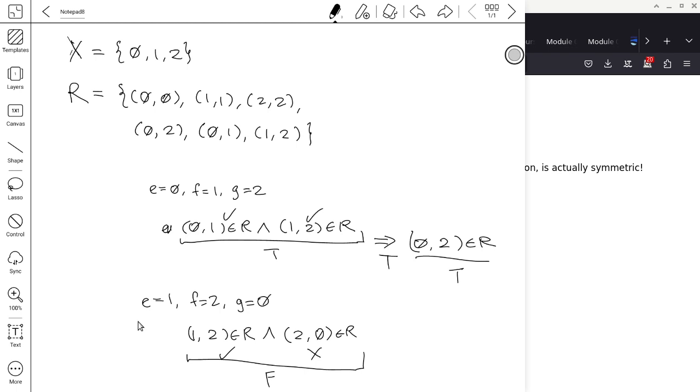It is anti-symmetric. Now, if the question is, is it symmetric? Then the answer is no, it is not symmetric. Because in order for this to be symmetric, if 0, 2 is here, then 2, 0 needs to be here too. But being symmetric is not, I emphasize again, a requirement to be partially ordered. And since being partially ordered is required for totally ordered, symmetry is actually not really that useful.